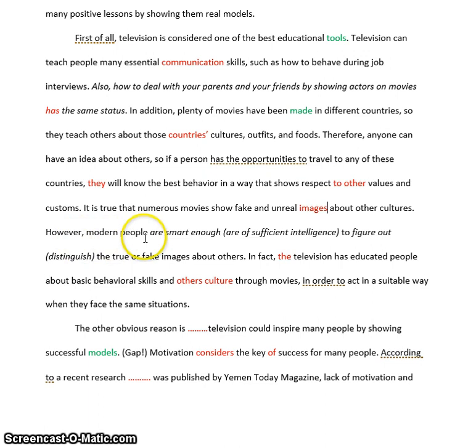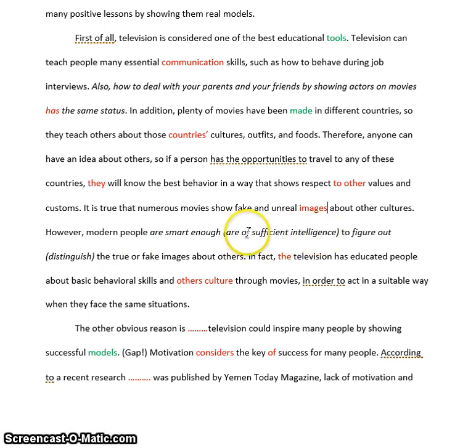However, modern people are smart enough. Smart enough is okay, but you can write this in a little bit more advanced level. Modern people are of sufficient intelligence.